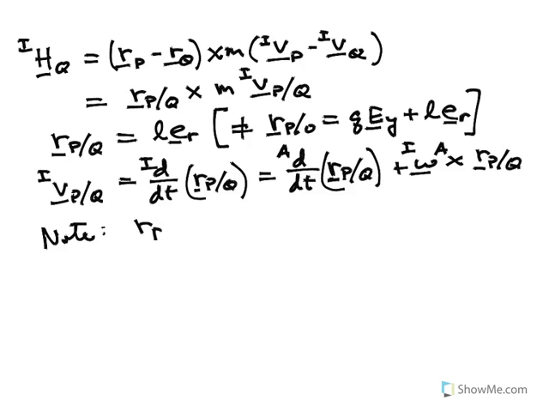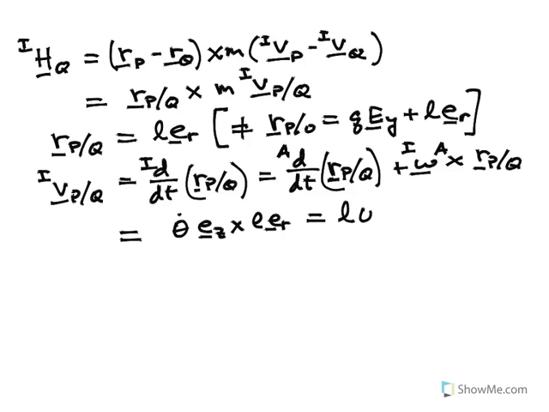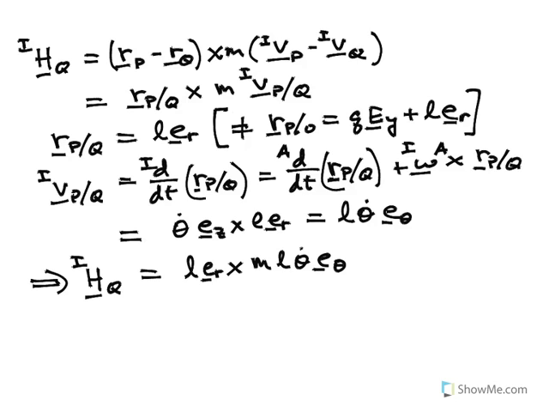We note now that the position of P relative to Q is already done, so we're going to keep it this way. The rate of change of the position of P relative to Q is 0. This gives you theta dot Ez crossed with L Er, which is equal to L theta dot E theta. So the angular momentum relative to Q looks the same as in the previous example. It's L Er crossed with M times L theta dot E theta, which is equal to M L squared theta dot Ez. So that looks the same as what we had before.